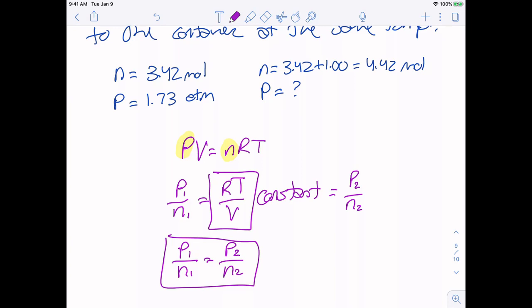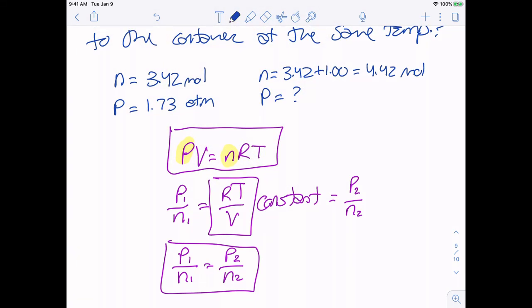Again, we're just taking our ideal gas law and rearranging it so the stuff that's changing is on one side and the stuff that's not changing is on the other, and then we're setting the two things that are changing equal to each other. Once I do that, I can just plug my numbers into that equation.